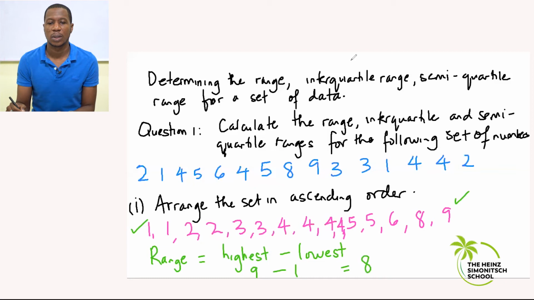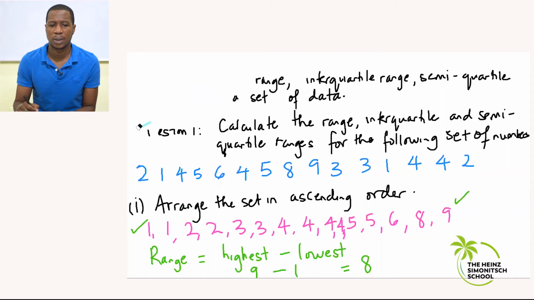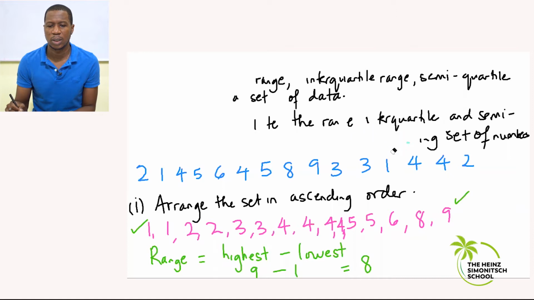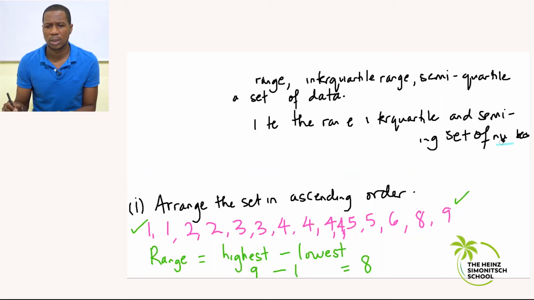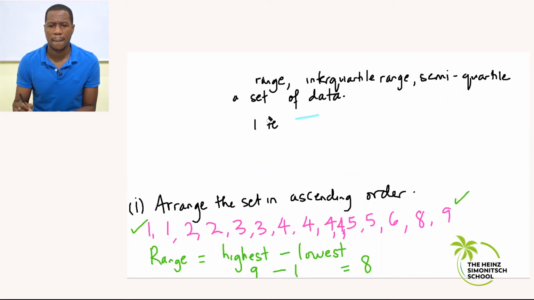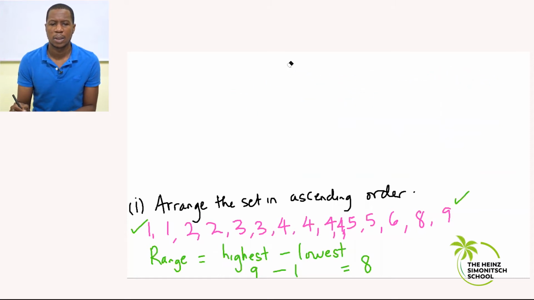Good. Our next step is to work out the interquartile range, which is usually reflected by a formula, and the formula can actually be predicted. So let's do it at the top here. Our aim is to work out the interquartile range. So part 2.